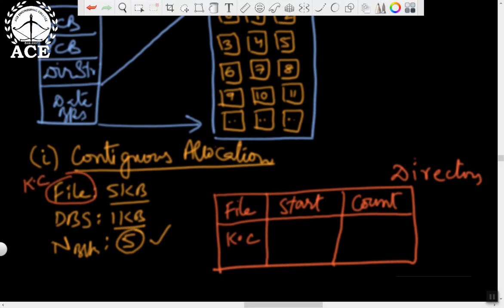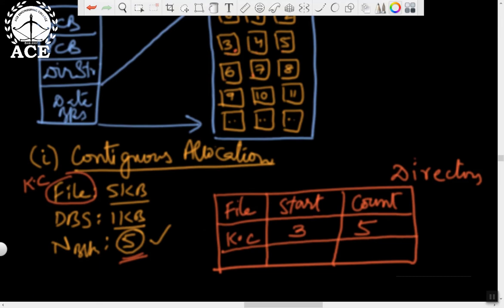For k.c, what is the starting block? You can start from anywhere. For example, I start from block number 3. How many blocks are needed? 5 blocks. So that means which blocks are actually in use? 3, 4, 5, 6, 7. So these contiguous 5 blocks starting from 3 are allocated to the file.